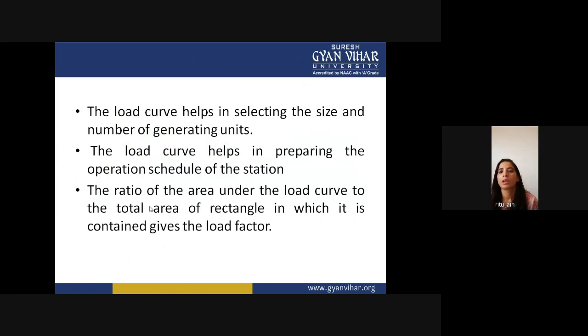Now, the load curve helps in selecting the size and number of generating units. The load curve also helps in preparing the operation schedule of the station. And the ratio of the area under the load curve to the total area of the rectangle in which it is contained gives the load factor. We will discuss load factor in the next slide.